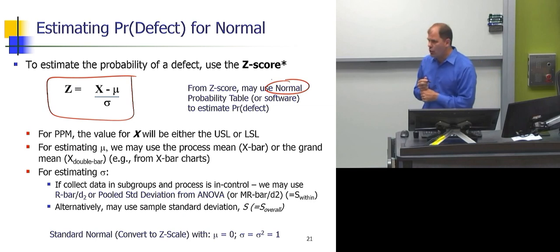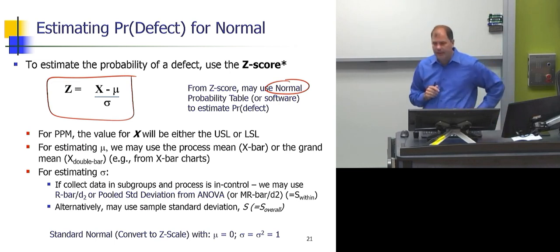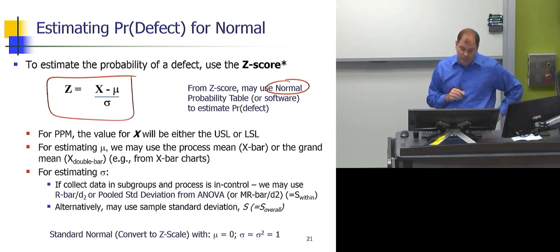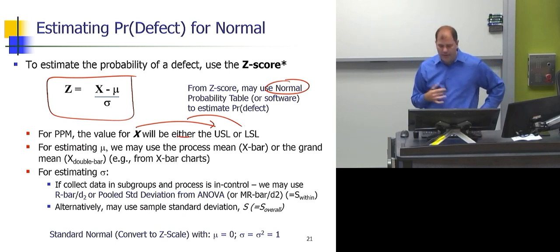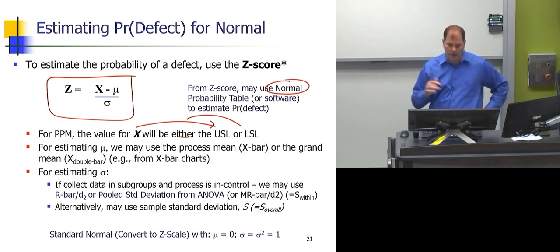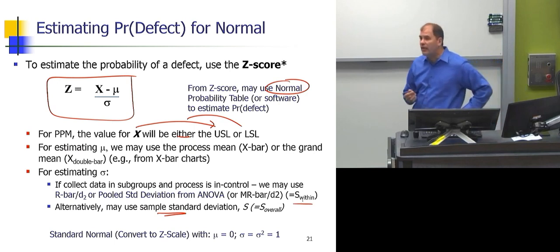If data are normal, we should remember from a statistics class that I can take a z-score and convert that to a probability. You remember that? You had z-scores for a normal distribution. The z-score is x minus mu over sigma. X is either the USL or the LSL. The mean is either the x bar or x double bar, depending on what chart. And then sigma gets a little tricky because I could either use the sample standard deviation or I could use the sigma within number.